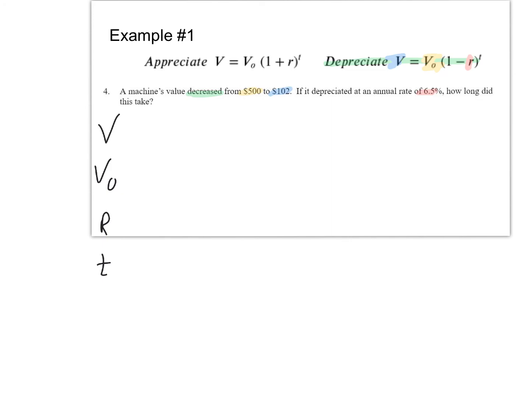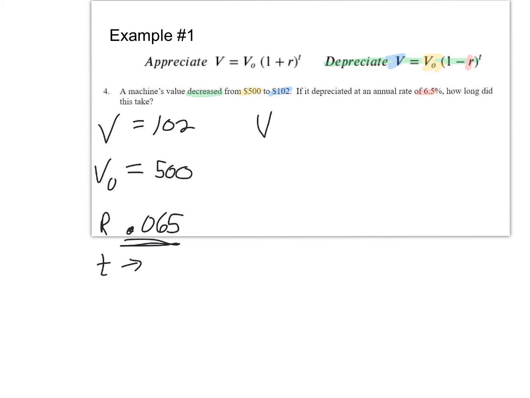So we're starting value of the machine was $500. Our new value is 102. Our rate is 6.5%, but dividing that by 100 to put it as a decimal is 0.065. Be very careful with this. A lot of people keep it as it is, or they'll write it as 0.65. And that's 65%, not 6.5%. And time we don't know.